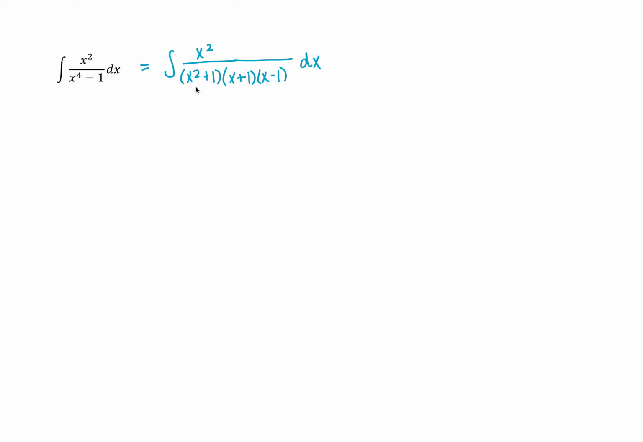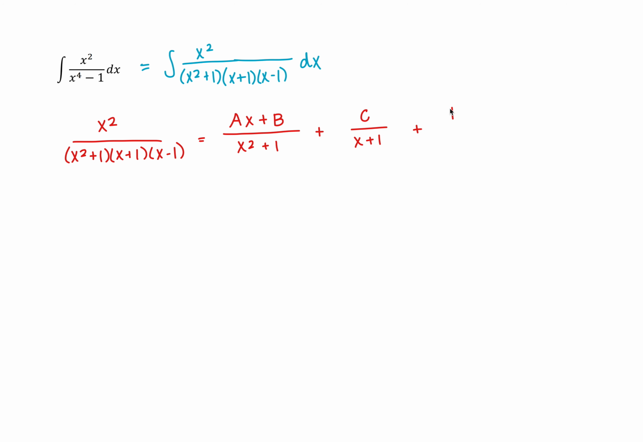So this one's going to be a little different because of that quadratic factor. The way we set up the partial fractions here is going to be slightly different. So I'm going to have the x squared over this whole denominator. And over that quadratic factor, I'm going to do ax plus b. And then I'll put a c over the first linear factor and a d over the second.